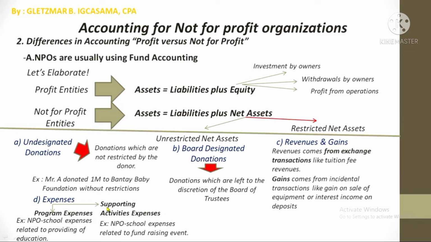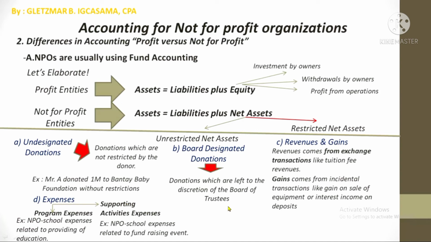So that's it. Again, in NPOs, the expenses can be further classified as program or supporting activities expenses, based on whether such expenses are incurred in relation to the main purpose or objective of the not-for-profit organization. So, if the expense is directly related to the mission of the NPO, then classify it as program expense. If not, then classify it as supporting activities expense.